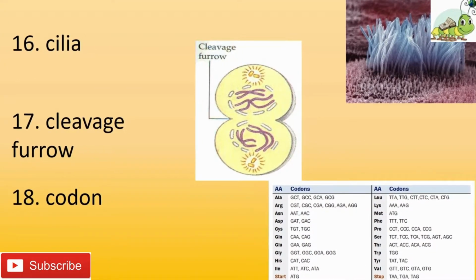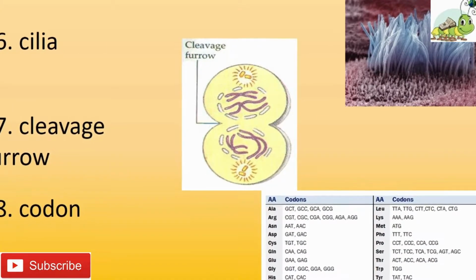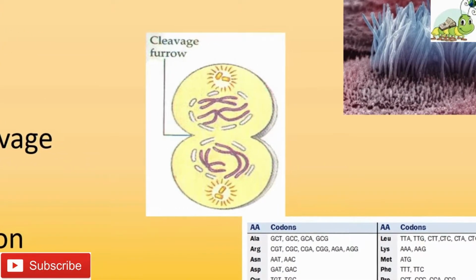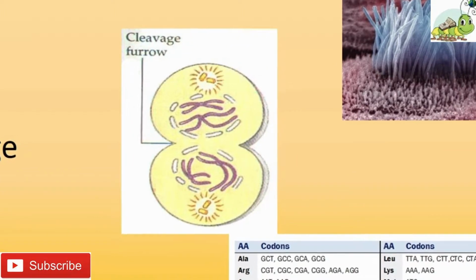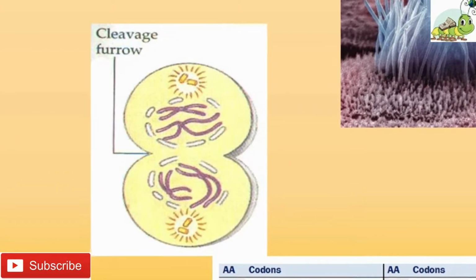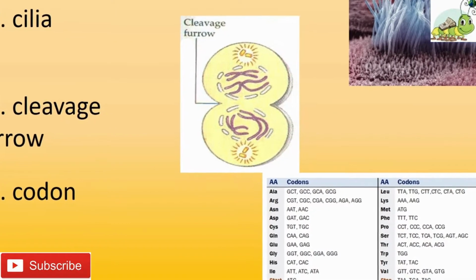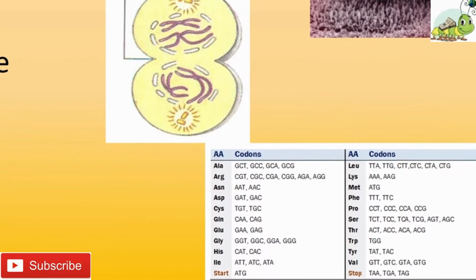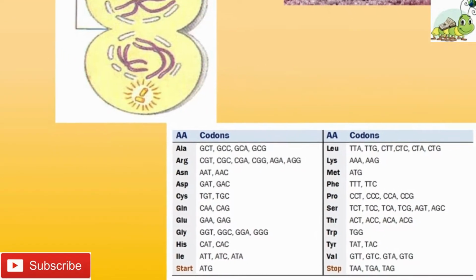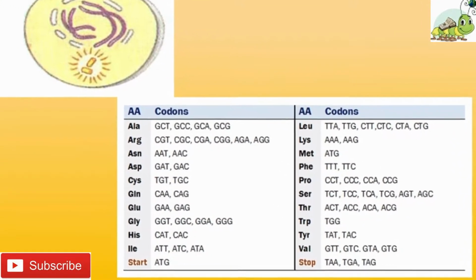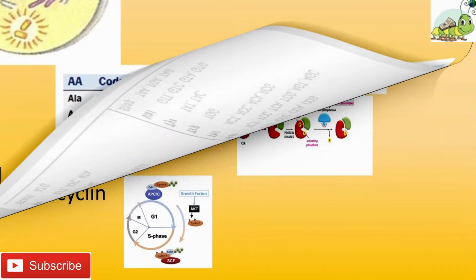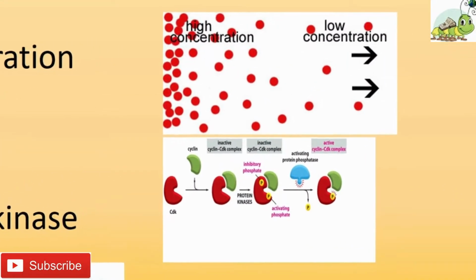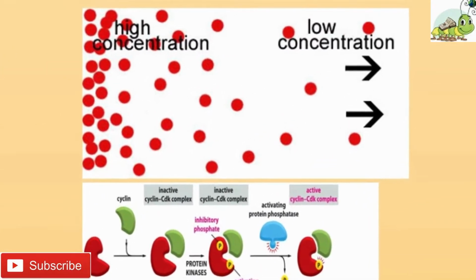Point number 17. Cleavage furrow. Contractile ring that forms around a cell during cytokinesis that pinches the cell into 2 halves. Point number 18. Codon. Consecutive sequence of 3 nucleotides on an mRNA molecule that corresponds to a specific amino acid. Point number 19. Concentration gradient. Difference in the concentration of a substance between two regions.